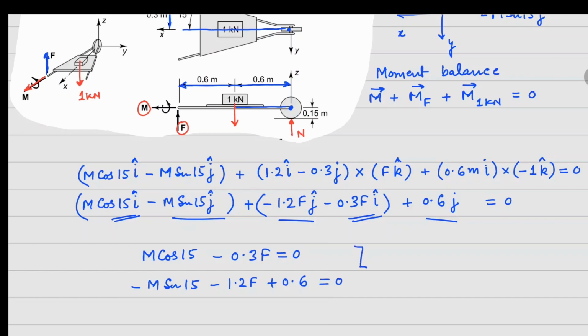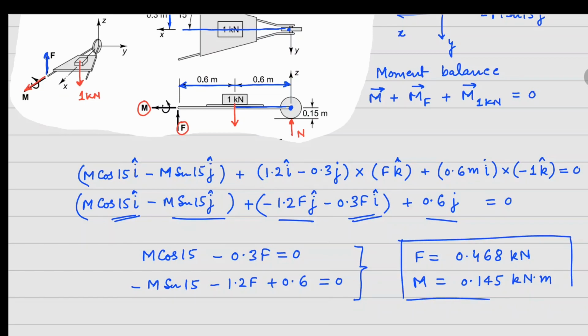So if you solve these two equations, we get the value of F equal to 0.468 kilonewtons, and the value of M comes out to be 0.145 kilonewton meter. So that's the final answer.